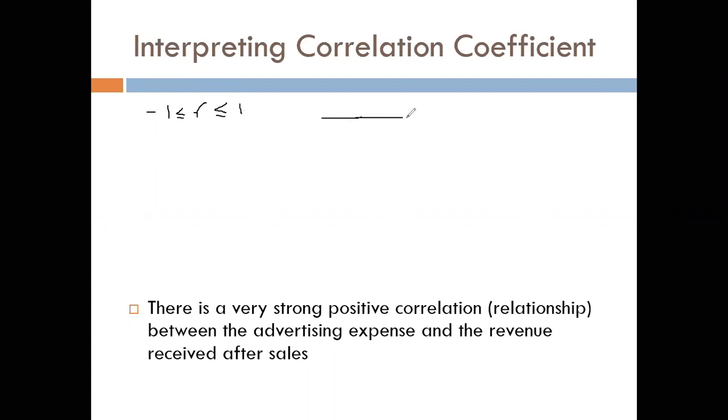Now the scale of interpretation. On the positive side, we could have 0.3, 0.5, 0.7, 0.99, or let's say 1. Then similarly, you have on the other side, negative 0.3, negative 0.5, negative 0.7, and then we have negative 1 here. So let's concentrate on the positive side.